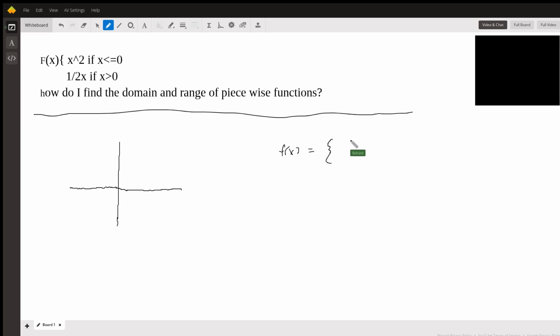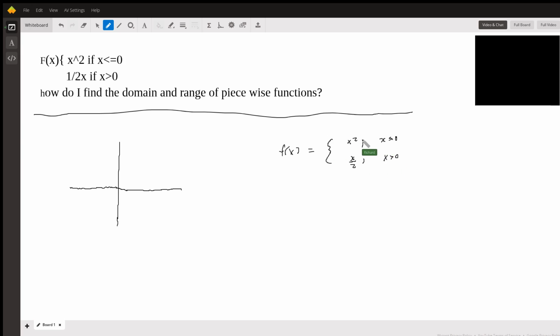So I'm just going to copy the function here. It's x squared when x is less than or equal to 0. And it's 1/2 x. I don't know if x is in the numerator or the denominator here. I'm just going to write it as x over 2. If this turns out to be 1 over 2x, then it's a different problem. I'm just going to assume x over 2 when x is greater than 0.